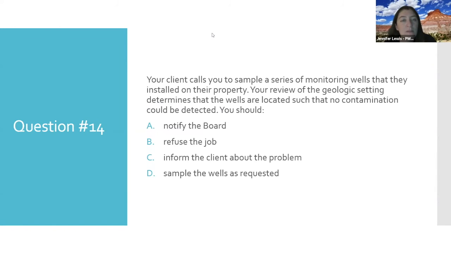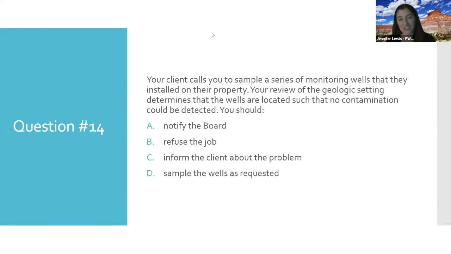Question number 14. Your client calls you to sample a series of monitoring wells that they installed on their property. Your review of the geologic setting determines that the wells are located such that no contamination could be detected. You should A, notify the board, B, refuse the job, C, inform the client about the problem, or D, sample the wells as requested. It's an ethics question. Yes, ethics is very important in what we do. And I will tell you right now, if you pick D, you've got problems. The correct answer to this one is C, inform the client about the problem.